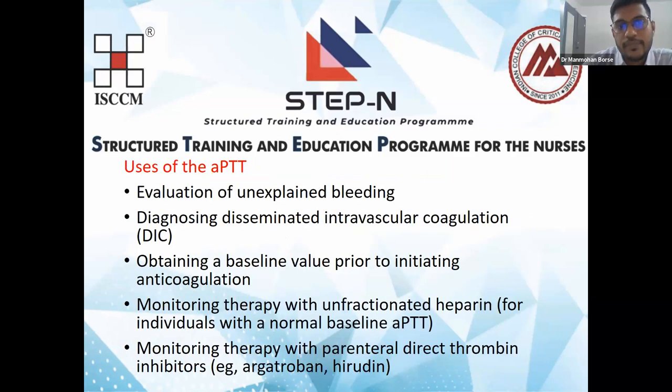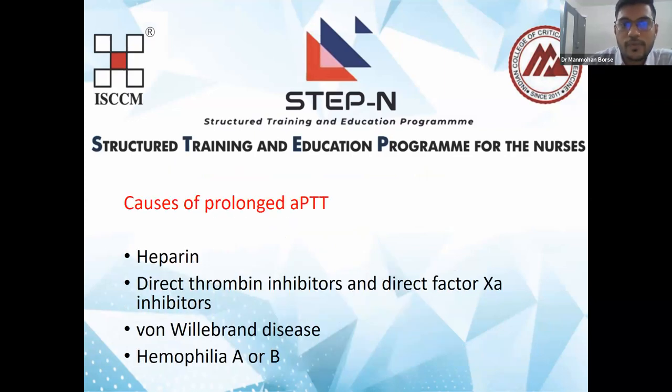Where do we use APTT? It's again evaluation of unexplained bleeding, diagnosis of DIC, again prior to starting anticoagulants like heparin, monitoring of unfractionated heparin. Where in therapeutic anticoagulation, we keep a range of 1.5 to 2 times of APTT. So regularly, we need to check APTT in that case, and monitoring therapy of direct thrombin inhibitors like argatroban and bivalirudin. Okay. Causes of prolonged APTT?